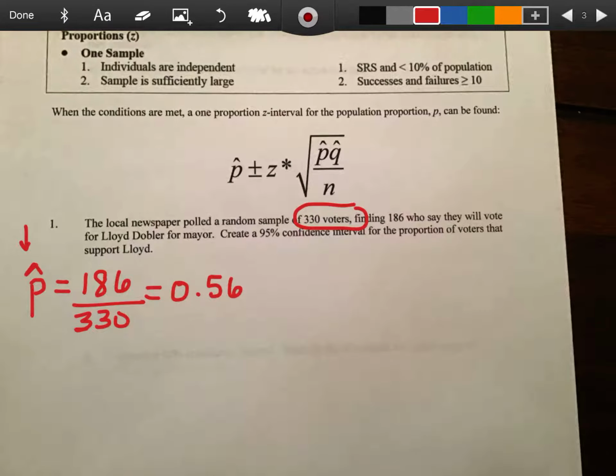I'm laughing because the cat is scratching at the door here, if you can hear it. So my p-hat is 56%, which makes my q-hat 44%. Let me handle the cat very quickly here.